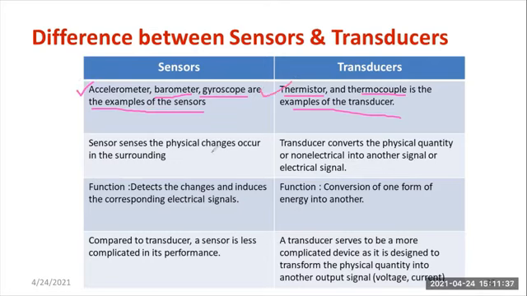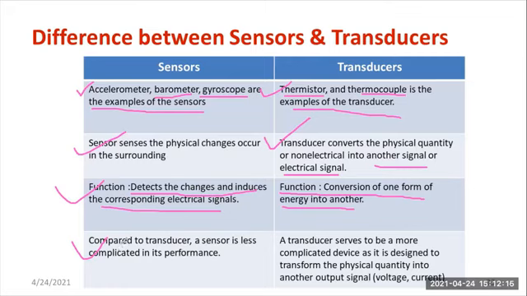The sensor senses the physical changes that occur in the surrounding. That is true. Then regarding the transducer, it converts the physical quantity or non-electrical quantity into a signal or electrical signal. Then functionality: the sensor detects the changes and induces the corresponding electrical signal. The function of the transducer is the conversion of one form of energy to another form. Energy conversion takes place in case of a transducer. But with sensors, there is no energy conversion. Whatever the physical signal, it is converted into a measurable form.